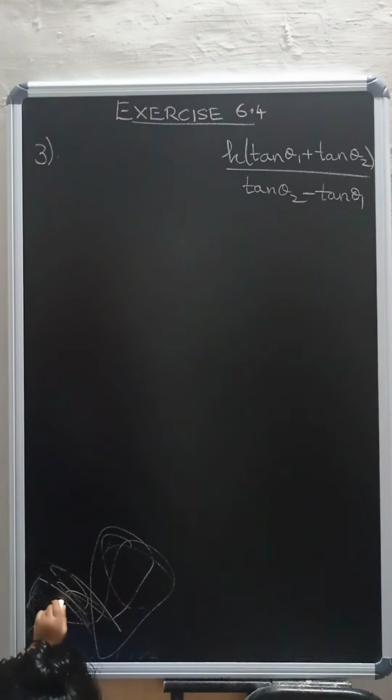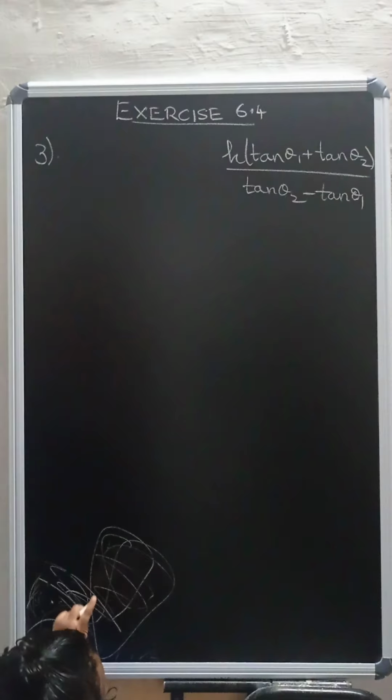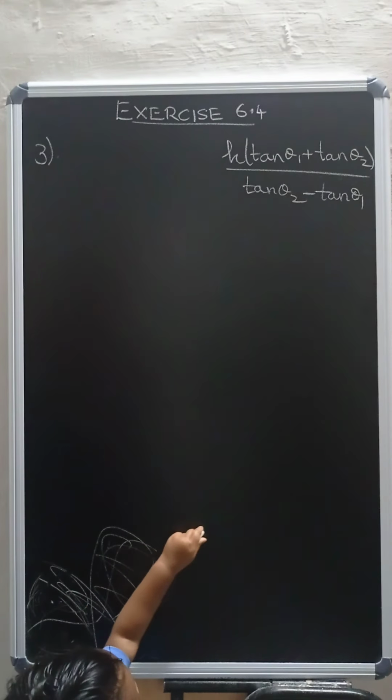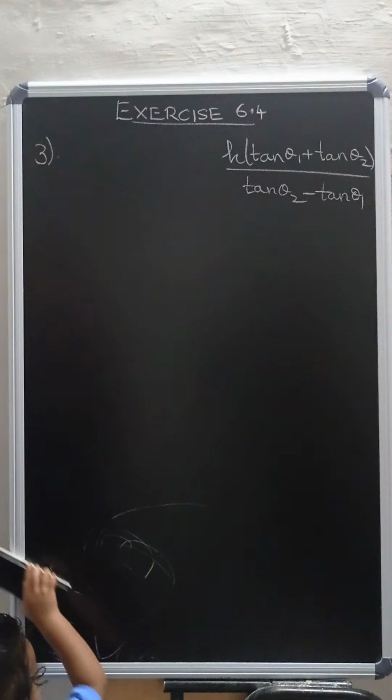Finally, what we are going to use in this sum is that the distance between the object and the mirror is equal to the distance between the mirror and the image. We are going to use this concept here in this sum. Now let us proceed with the diagram.